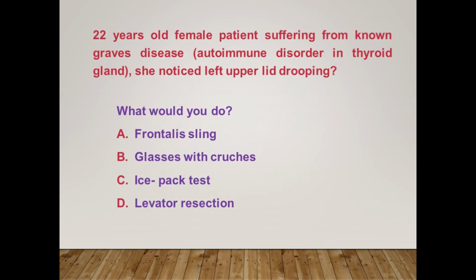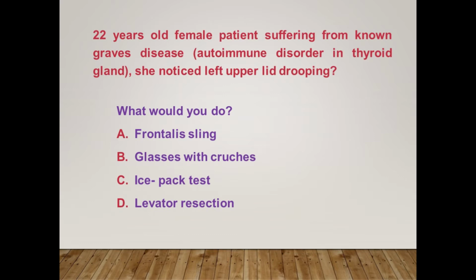A 22-year-old female patient suffering from known Graves' disease, an autoimmune disorder of the thyroid gland. She noticed left upper lid drooping. What would you do? Frontalis slings, glasses with crutches, ice pack test, or levator resection? The correct answer is ice pack test.